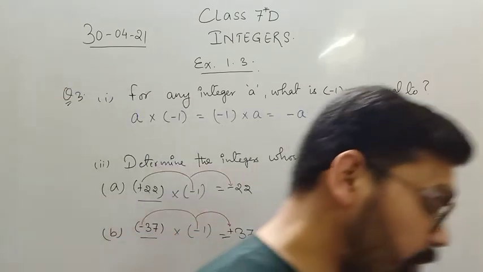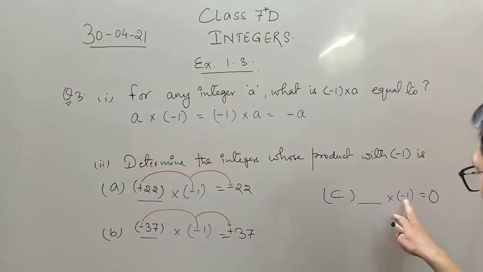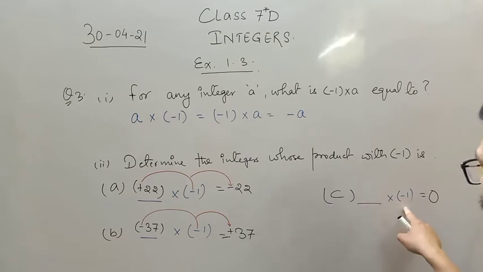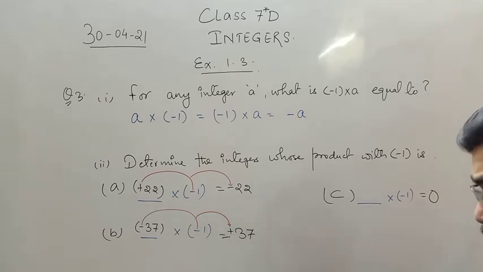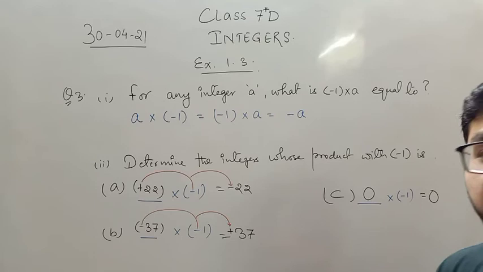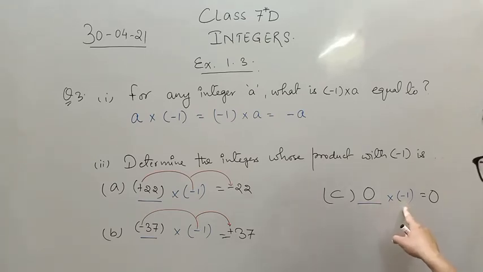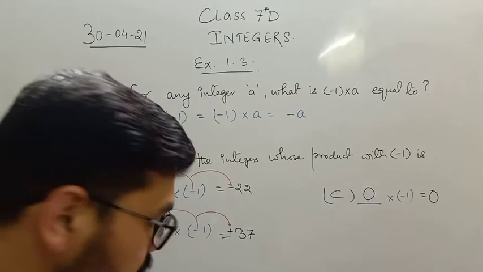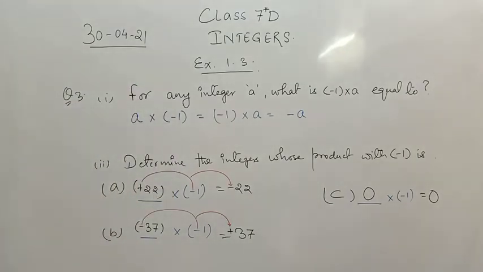Now the C part is minus 1. What number should come here? If I multiply this number with minus 1, what result will I get? 0. So what should be the number? 0. When I multiply 0 with any number, or any number with 0, the result comes out to be 0 itself. So this is the third question. Question number 4 is your homework. Okay.